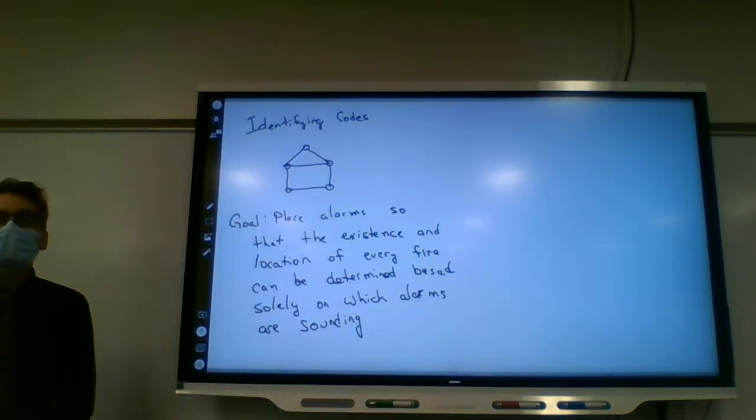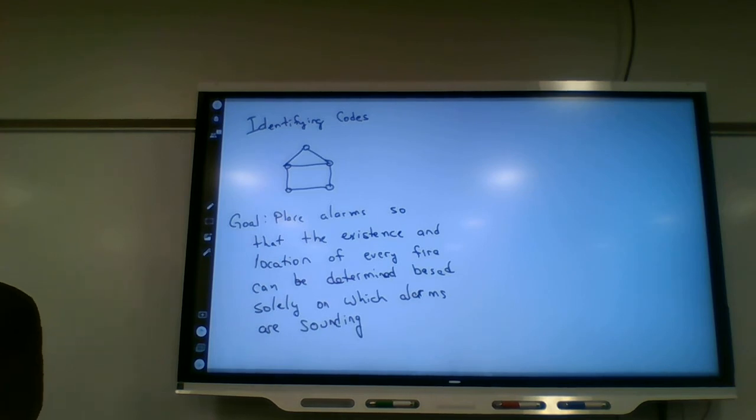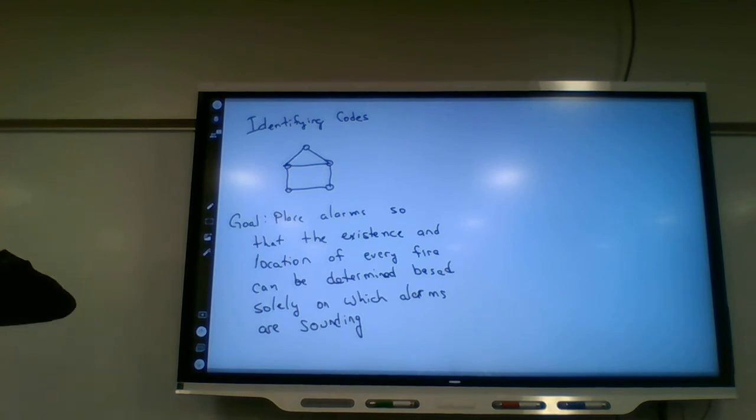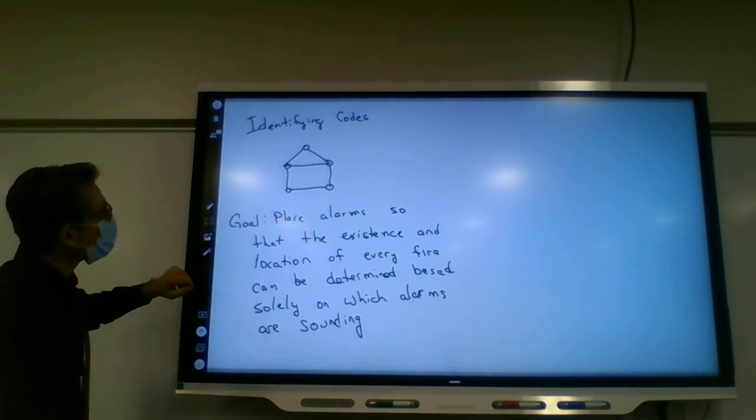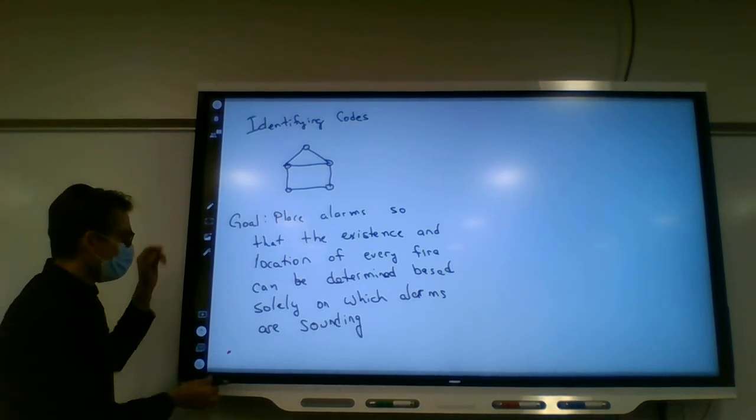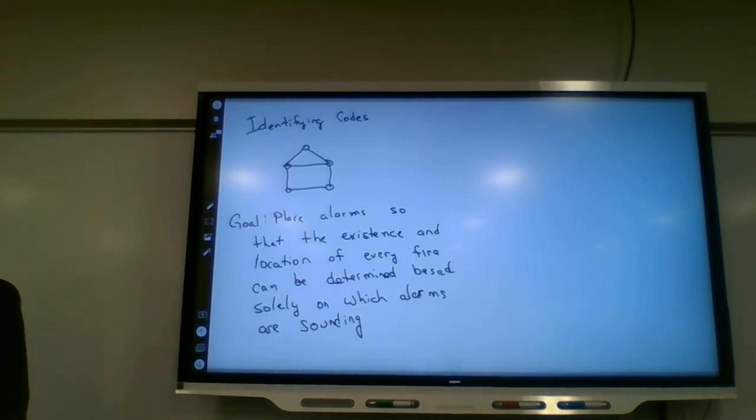So again, the alarms still can detect a fire in their room or next door, but they don't distinguish whether the fire was in the room or next door. Right? It just says, hey, there's a fire close by. And so the alarms go off. And what we want to do this time is we want to place the alarms in such a way that we don't have just, oh, there's a fire, but we know exactly where the fire is.